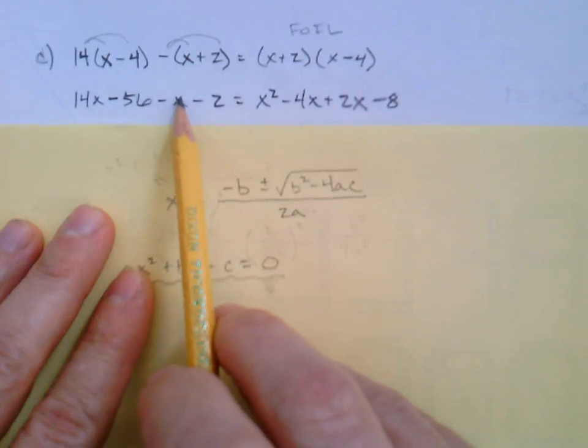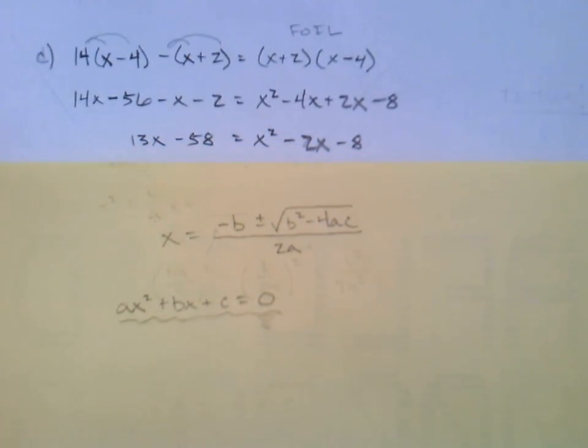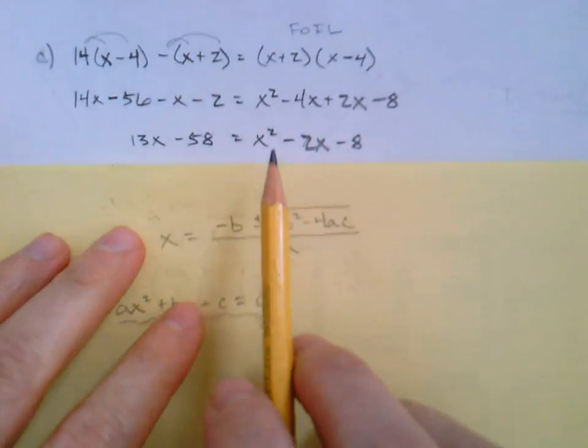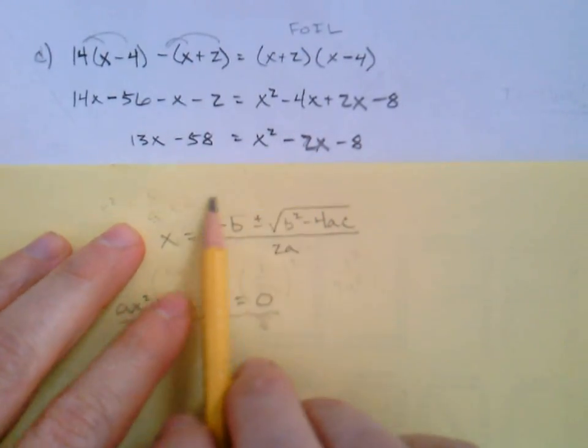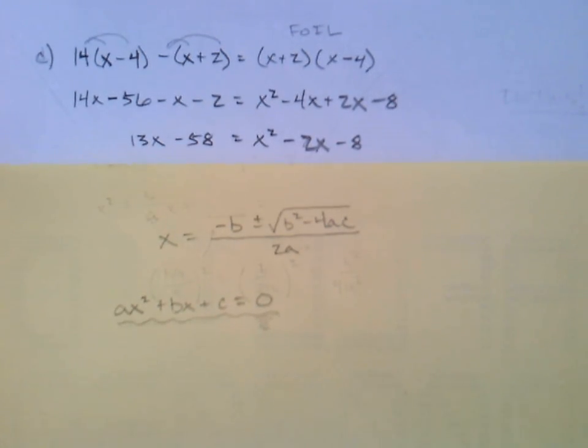We've got an x, a number, x's, x's. Okay, so we haven't moved anything around yet. Just cleaning up the left, cleaning up the right, get those as simple as possible. Okay. 13x minus 58 equals x squared minus 2x minus 8. We've simplified each side as far as we can. Now, we've got the choice. We could move these terms to the left, or we could move these terms to the right. Either way is perfectly fine.